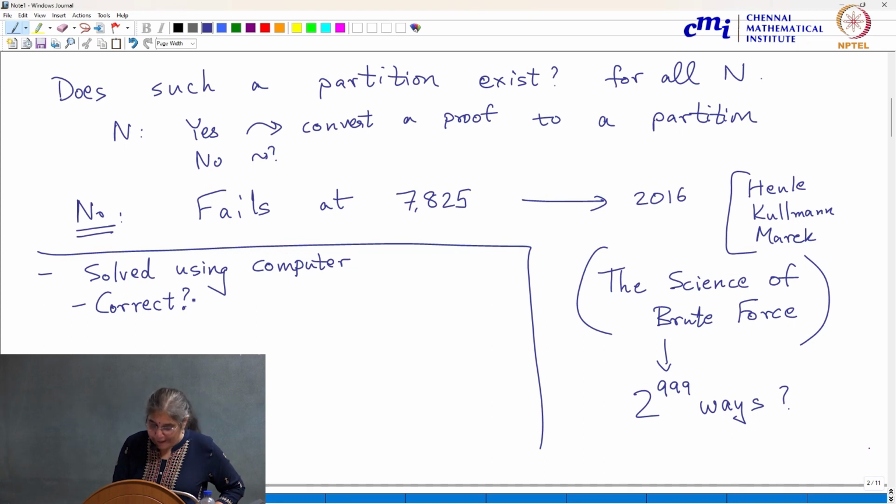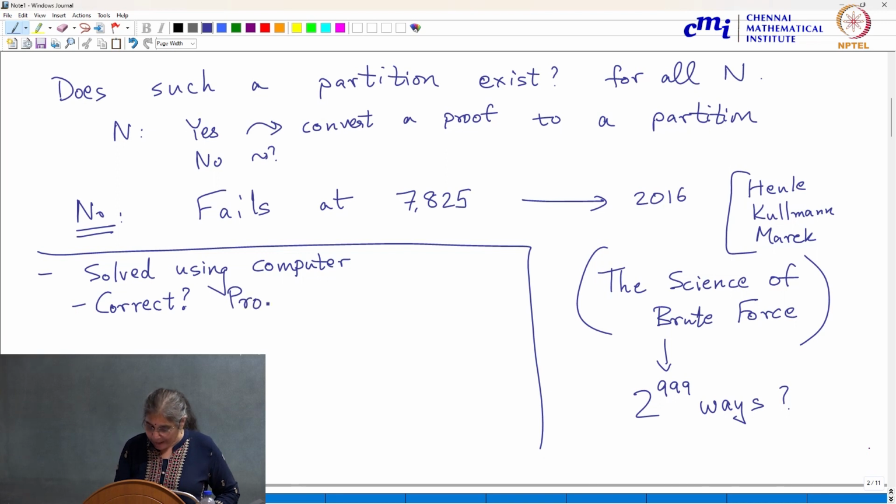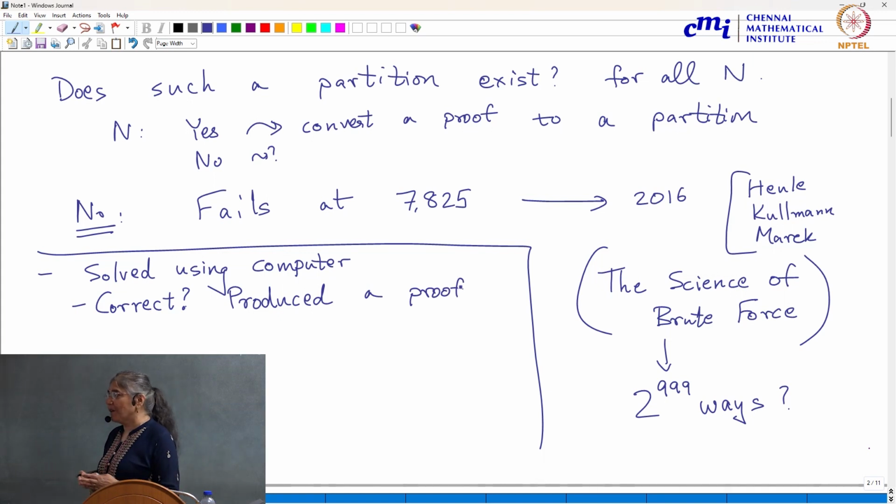Of course, they also would have anticipated this question. Why would anybody trust an answer where a computer runs for 2 days, 3 days and says yes, or it says no? It doesn't mean anything. So their program also produced a proof. The proof would presumably be long. Okay? One way of proving that there is no such partition is to enumerate all the 2 raised to 999 ways. But there could be other shorter proofs. Right? And their program did produce a proof. That proof was certainly shorter than 2 raised to 999, but it was still pretty long.